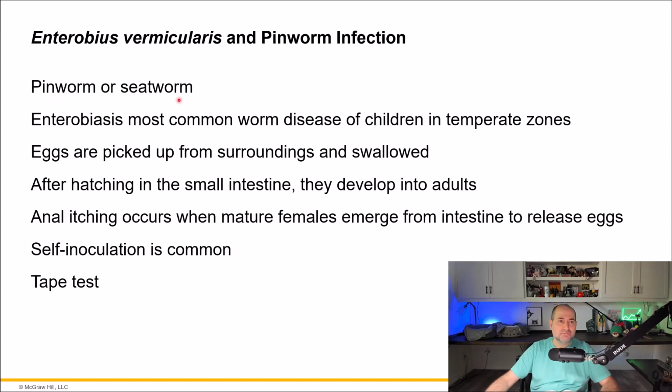Pinworm or seatworm is what it's called. Enterobiasis is the most common worm disease in children in temperate zones. You typically see pinworm infection in children. Eggs are picked up from surroundings and swallowed. After hatching in the small intestine, they develop into adults, and that could lead to anal itching when mature females emerge from the intestines to release eggs.